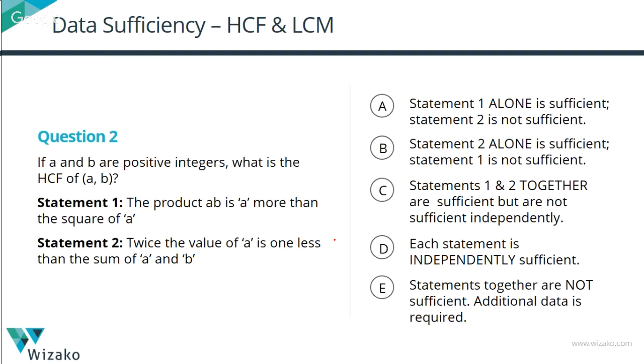This is more of a word problem. If A and B are positive integers, what is the HCF of A and B? We need to find out the HCF of A and B. The question mentions these are positive integers. Again, it's asking you for a value of A and B. The data is sufficient when we're able to come up with a unique answer to it.